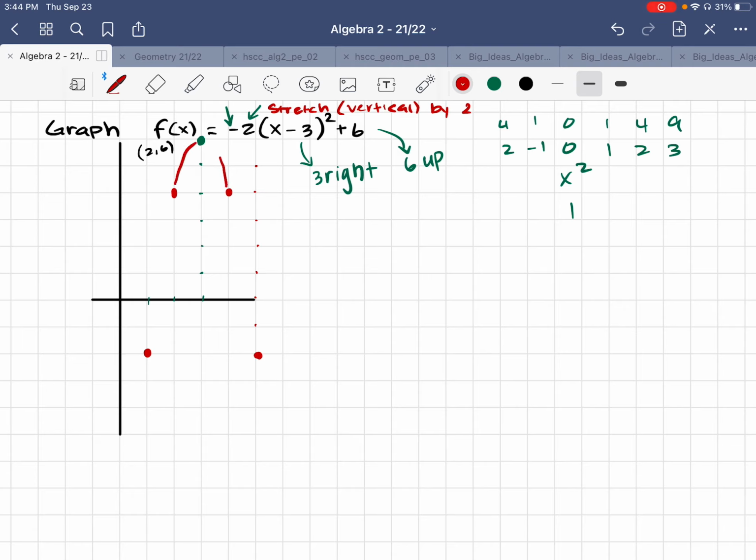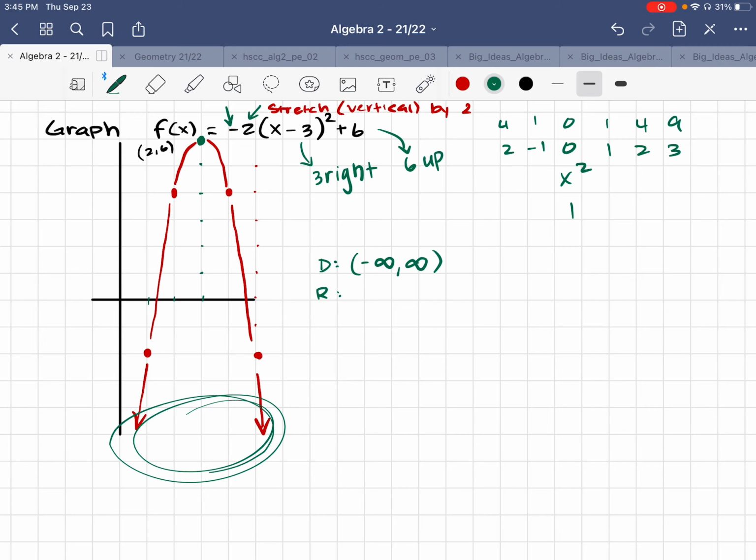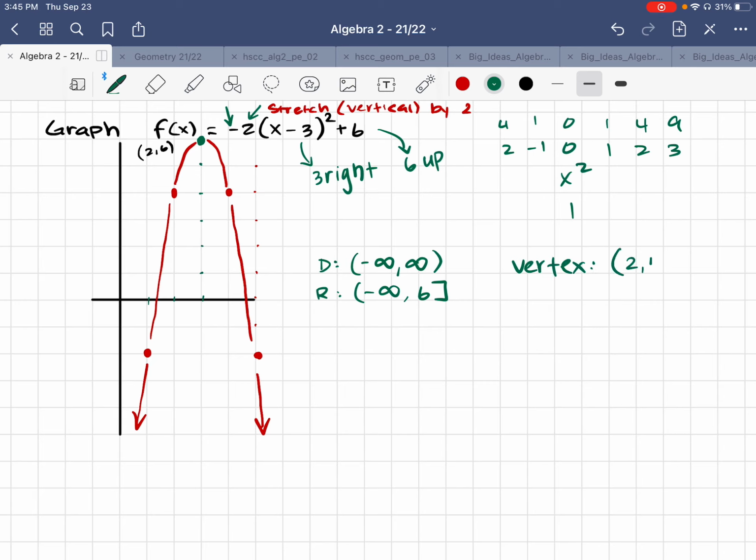All right, so we have 5 accurate points, and we curve our parabola through it here and through here as well. So we have a lot of things going on. Now, just a brief review, I would say that the domain is negative infinity to infinity. I would say that the range goes from negative infinity up to a value of 6, including 6. And then I'd also go on to say what the vertex is. In this problem, the vertex is located at the point 3, comma 6.